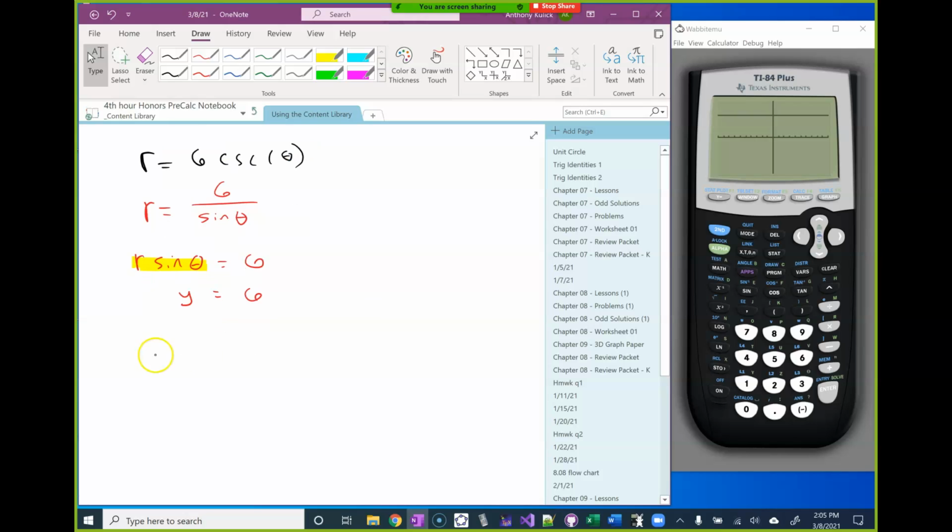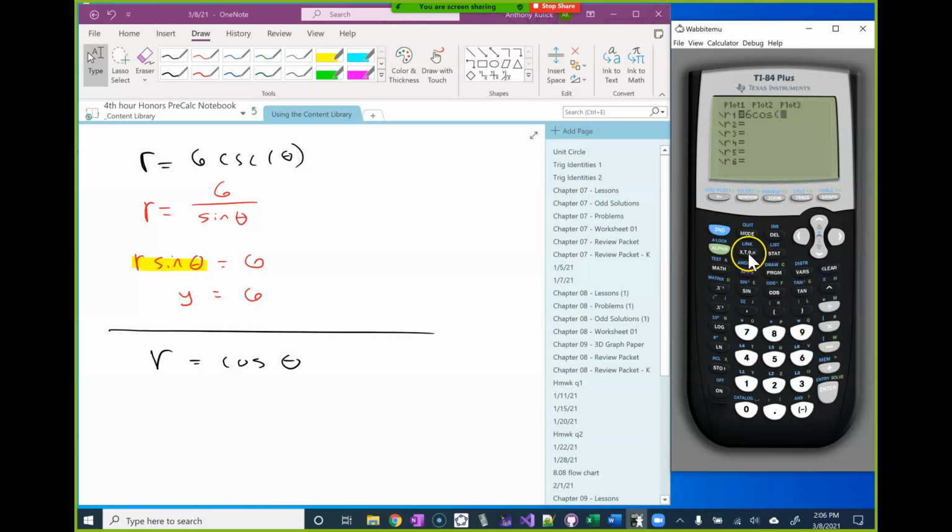What if we had cosine theta instead? So I'm going to go back to my graph and change that into r equals 6 cosine theta. And then let's hit graph and take a look. Woo! That's pretty exciting. So I get this neato circle here.